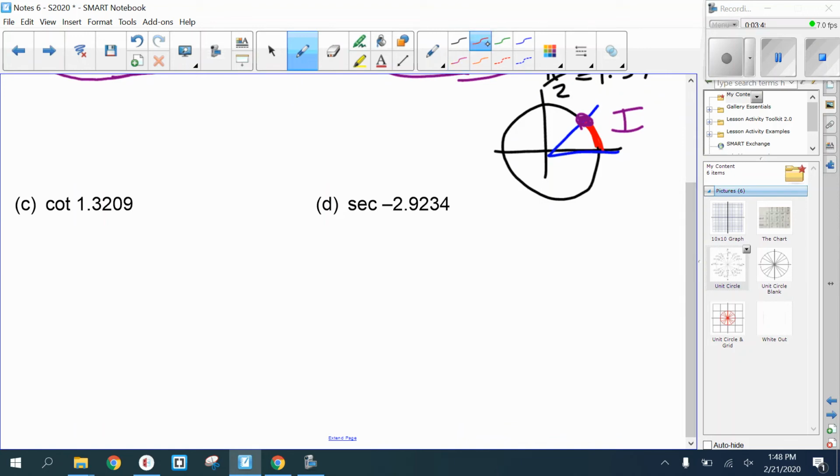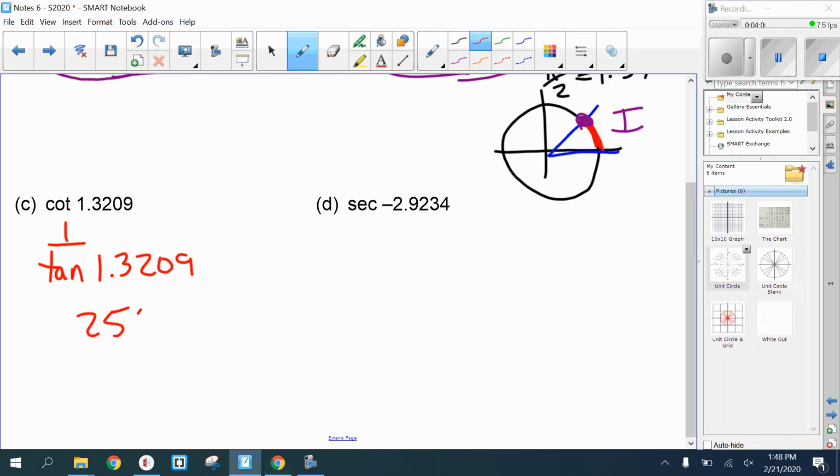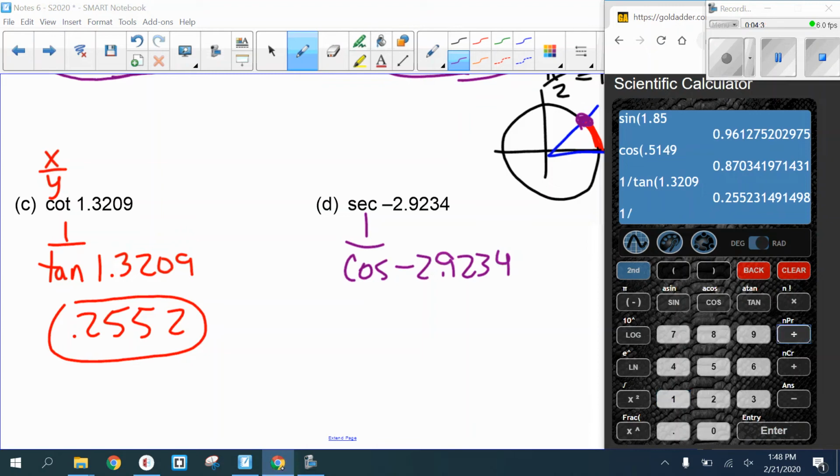Cotangent. You do not have a cotangent button, but you can do 1 over tangent. That gives .2552. And that number is a little harder to interpret. I can't really say it's the x coordinate or the y coordinate, because remember, cotangent is the ratio of x over y. So that number is the ratio of the x coordinate to the y coordinate. Secant, we know is 1 over cosine. So we type that in. Negative 1.0243.